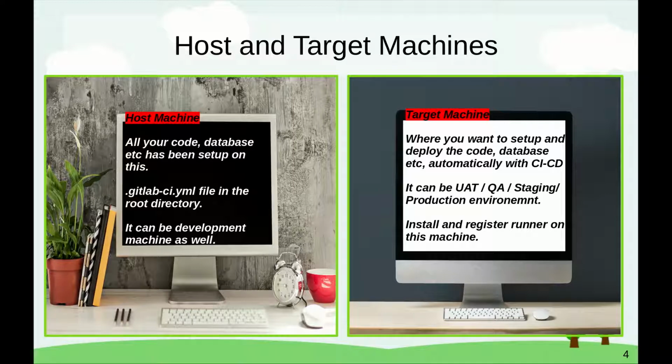In my case, I have two operating systems. One is Ubuntu, that will work as my host machine, where I will write the .yml file, and I have a Windows operating system that has been installed on a virtual machine, and that will work as my target machine. So I need to install and register a runner on Windows.